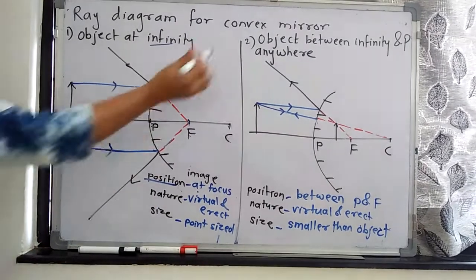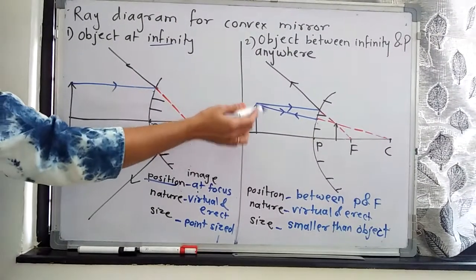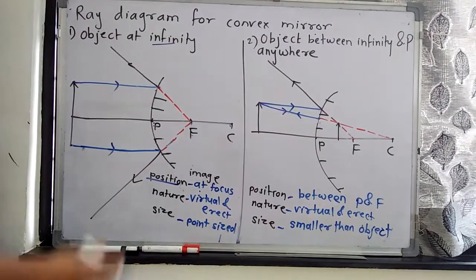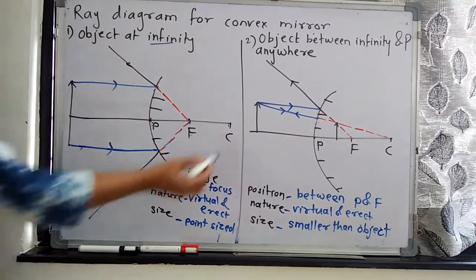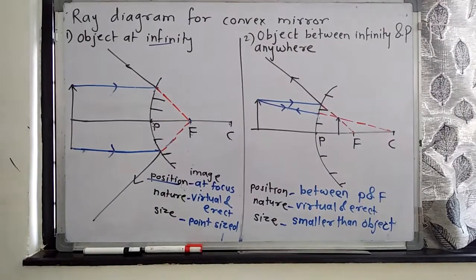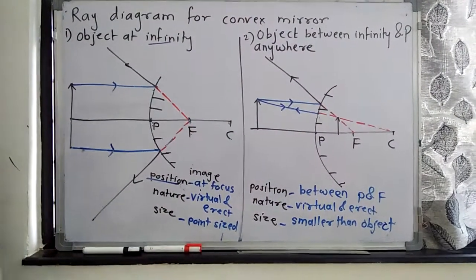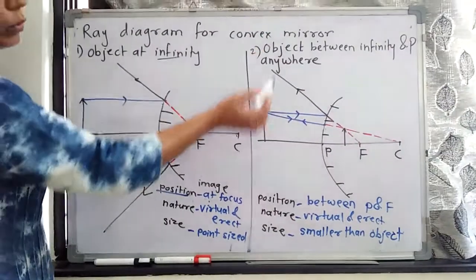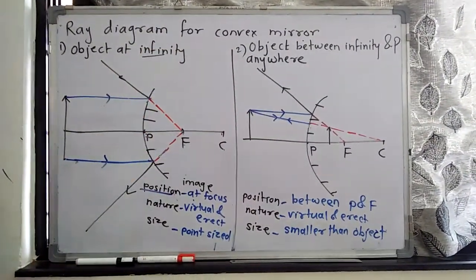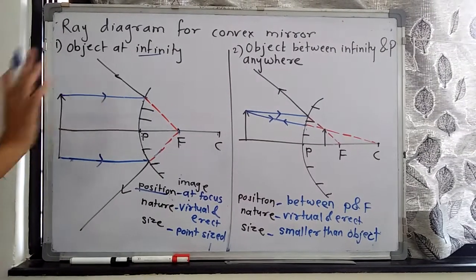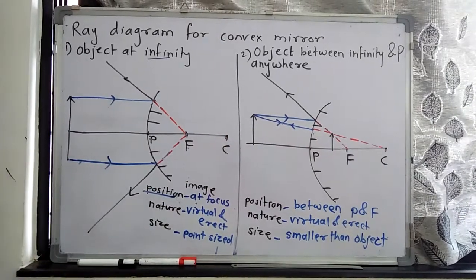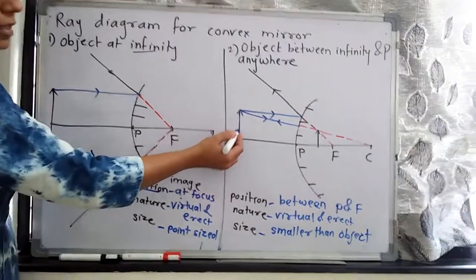Now second, object between infinity and pole anywhere. So here again the same things are drawn. We have here the principal axis, center of curvature, focus, pole, again 8 centimeter distance. Now see this diagram. In this diagram, where we have to keep the object, between infinity and pole, anywhere. So we have only one diagram here. Here we have infinity and here the object between infinity and pole, anywhere. So here this is the object.